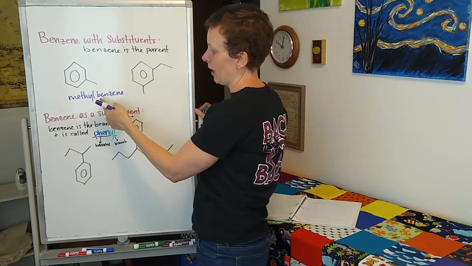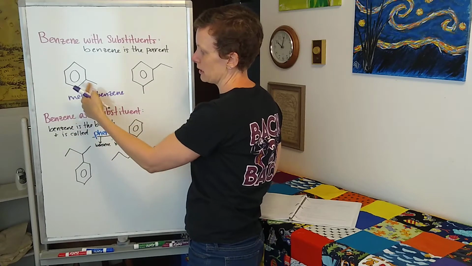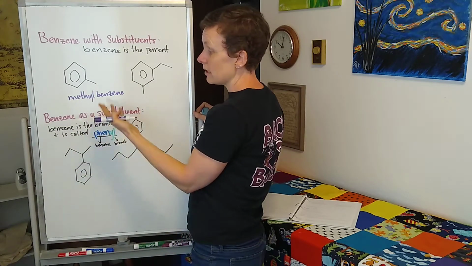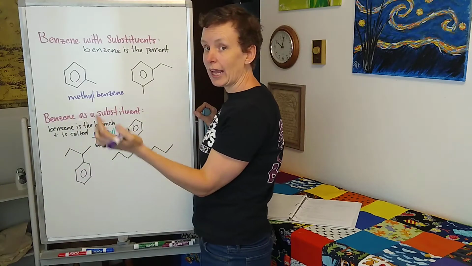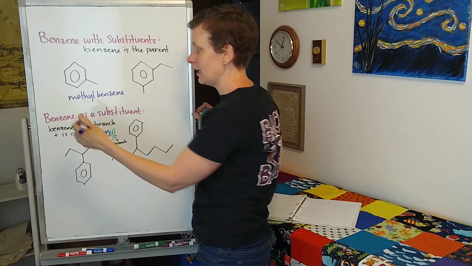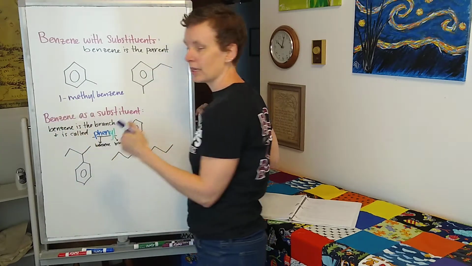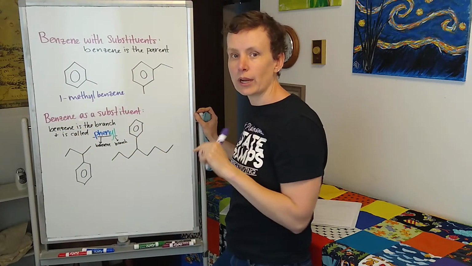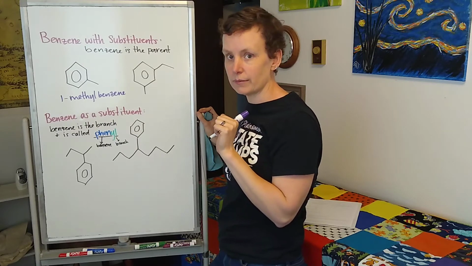Methyl benzene. Parent name is benzene. Methyl is the branch coming off of it. If you wanted to add a location, you can. On this one, we don't need it because there's only 1 branch. So no matter where I put it, it's going to be on carbon number 1 because we number the parent so that the branch has the lowest possible number location.